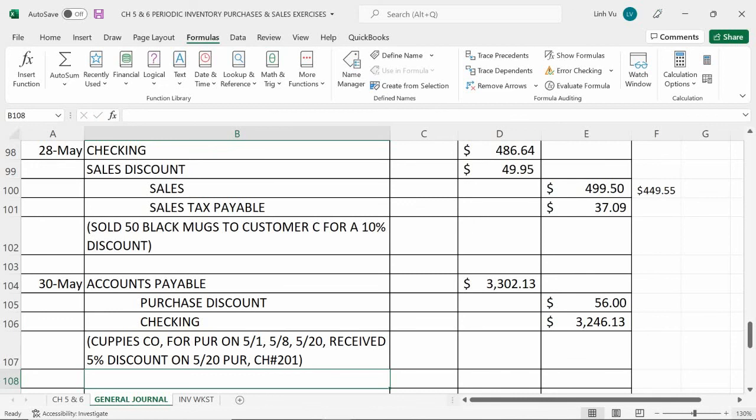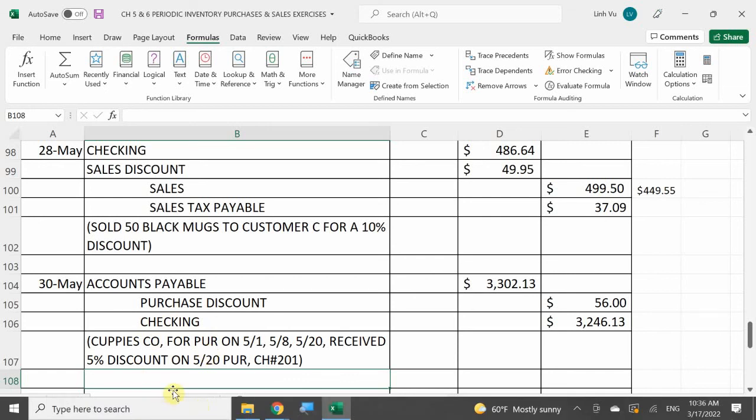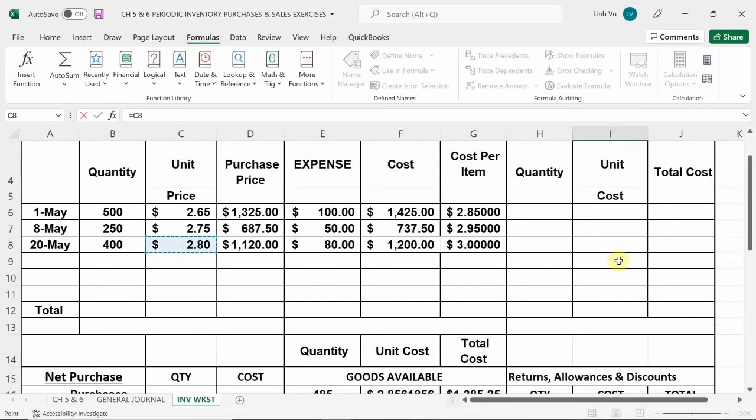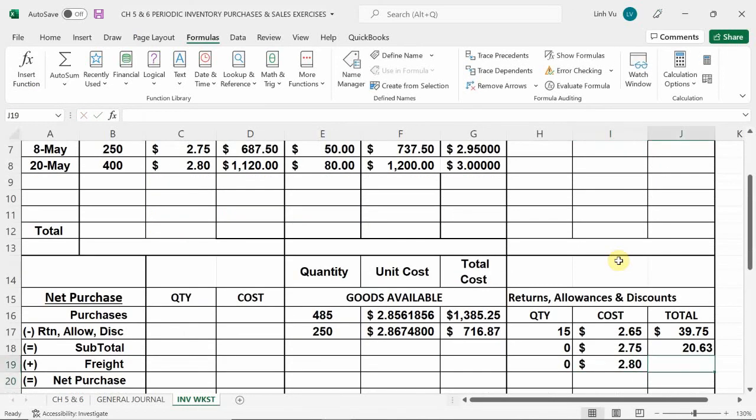Now, I received a purchase discount. I got a portion of my money back because I ended up paying for my last batch $56 less. So what do I need to do with that? I'm going to go to my inventory worksheet because that is part of returns and allowances / discounts. Because I got discounted, that means I didn't return anything, right? And the discount is based off of this last batch of $2.80.